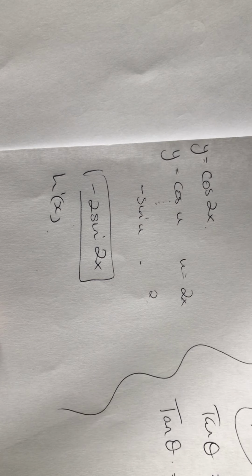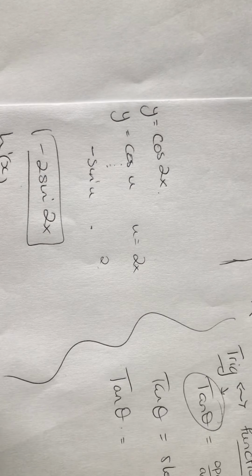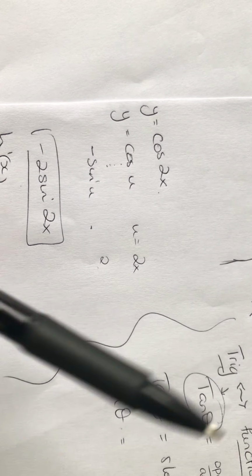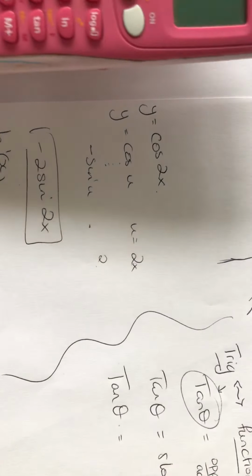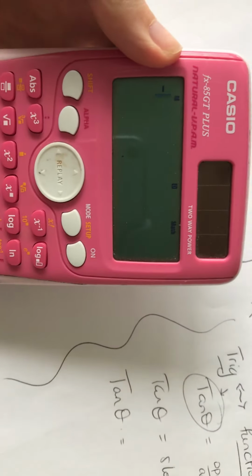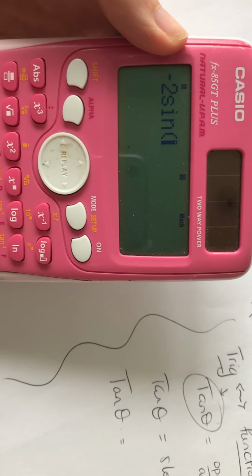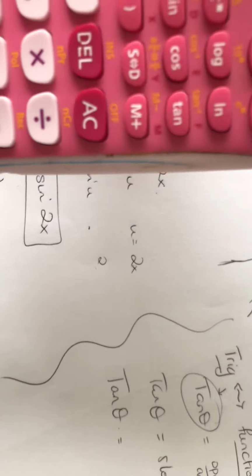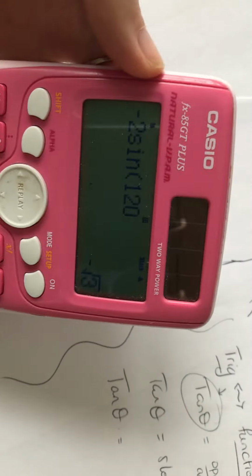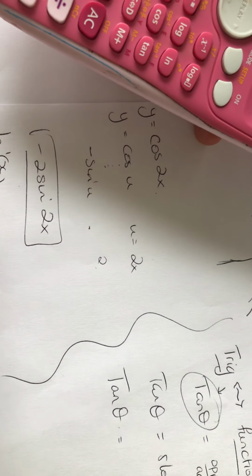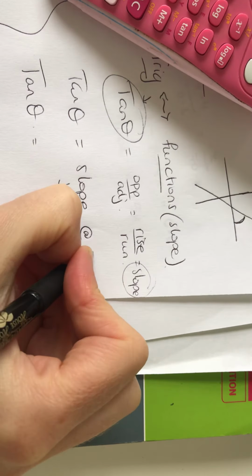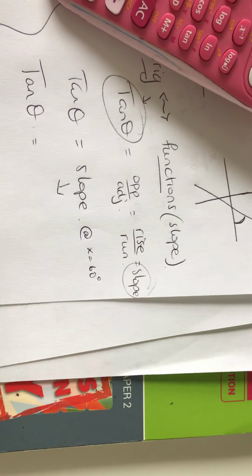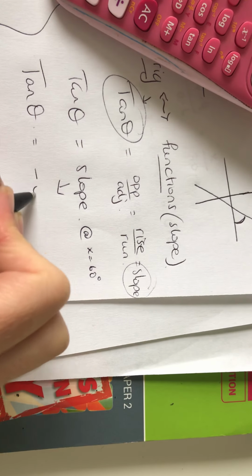Okay. I know that x is 60. So we're looking for minus 2 sine 2 times 60, so that's 120. And that gives minus root 3. So the slope at x equals 60 degrees, I'm after finding out, is minus root 3.